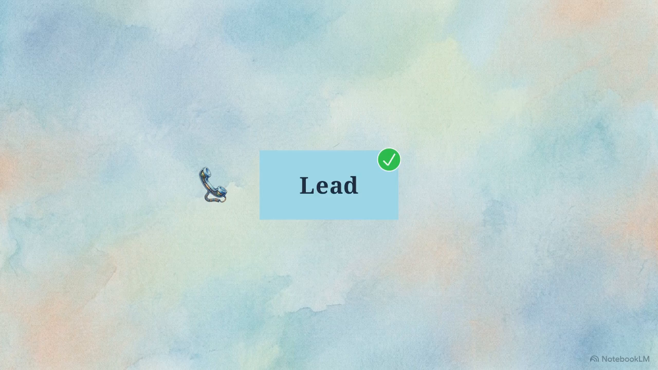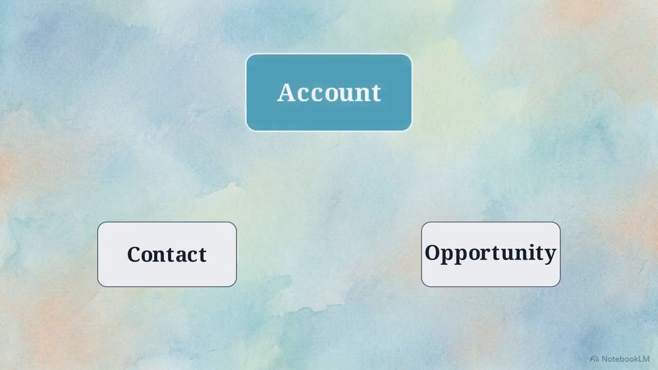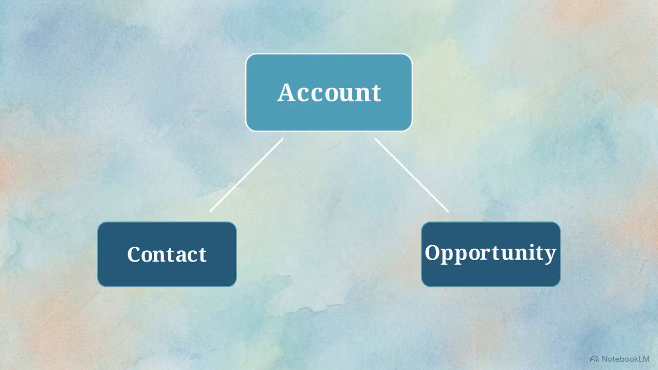Watch the shift. The temporary lead node dissolves and shatters. In its place, it generates 3 permanent objects. First, the account acts as the central hub. Second, the contact ties permanently back to it. Third, the opportunity also attaches directly to the account hub.